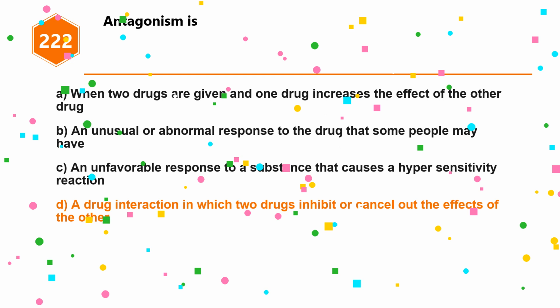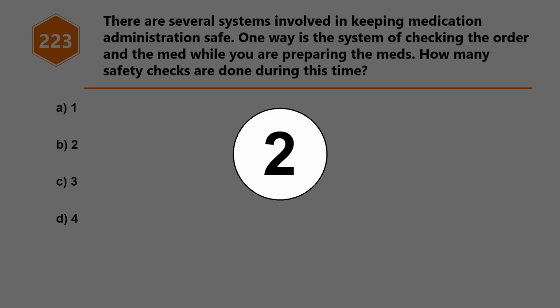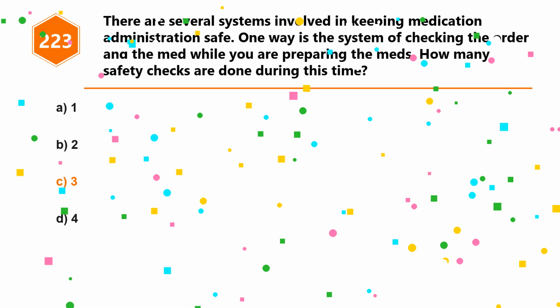A drug interaction in which two drugs inhibit or cancel out the effects of the other. Question 223. There are several systems involved in keeping medication administration safe. One way is the system of checking the order and the med while you are preparing the meds. How many safety checks are done during this time? Option A. 1. Option B. 2. Option C. 3. Option D. 4. The correct answer is option C.